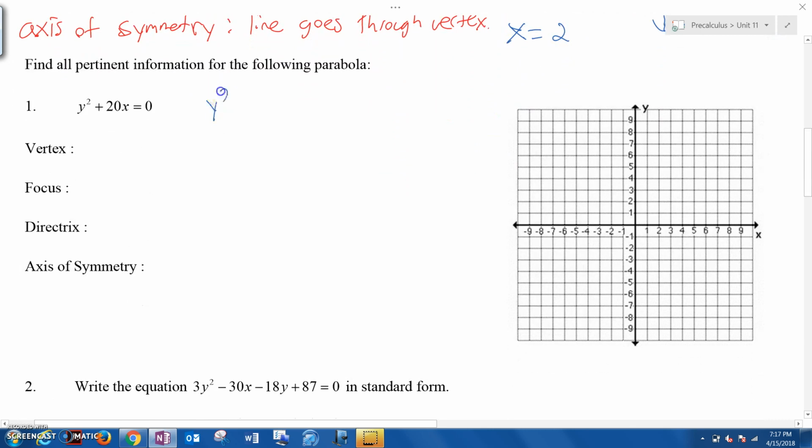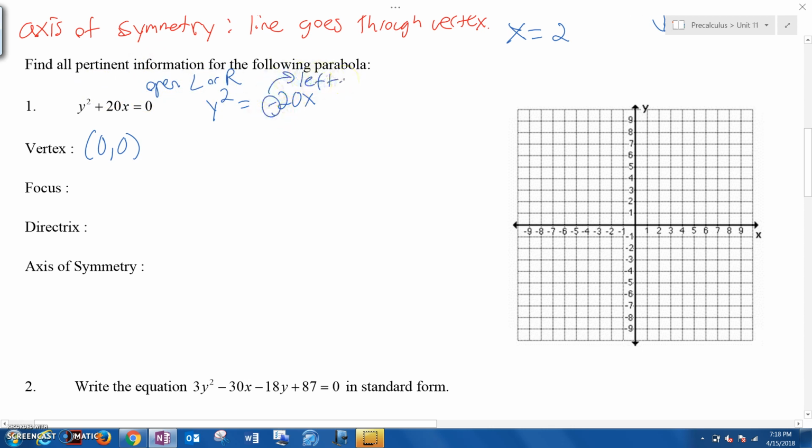First thing is I have to get in the correct form. Move that over. Notice how there's no number with the y or the x, so the vertex will be 0, 0. Notice how y squared comes first. This means that it's opening left or right, L or R. And since it's negative, it's opening left.